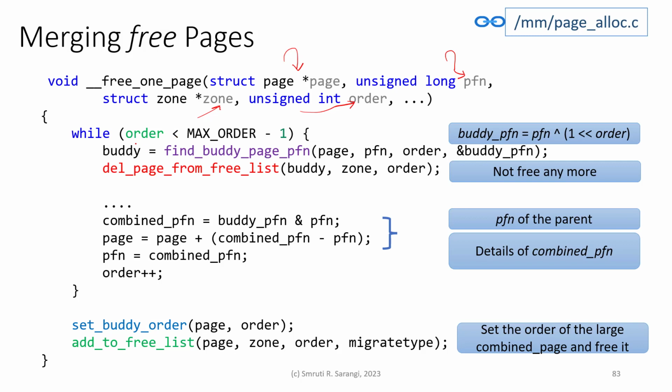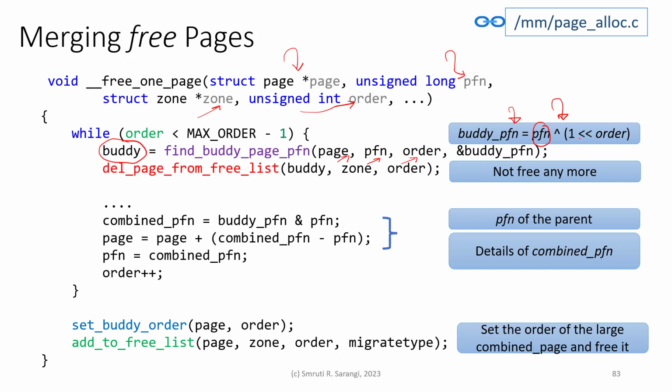So the first thing you do is find your buddy page. You find the page frame number of your buddy page. What information do you need? You need the current page, the current page's page frame number and the order. Here is the interesting equation, which is very easy. The page frame number of the buddy is the current page frame number exclusive ORed with 1 to the power order.